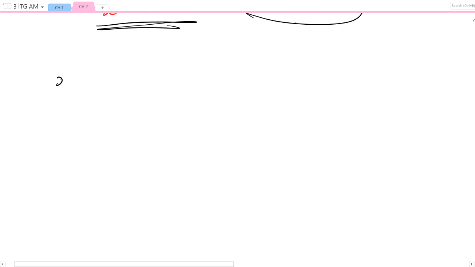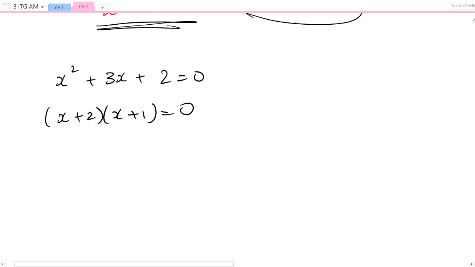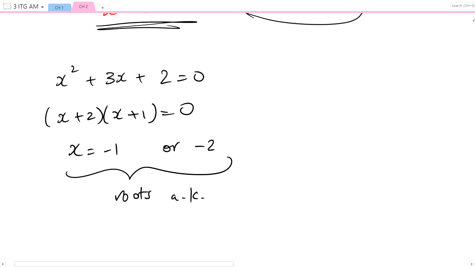Let's say x squared plus 3x plus 2 equals to 0. Okay? What are the roots over here? If I want to find the roots, it will be x plus 2, x plus 1 equals to 0, right? Then we have x equals to negative 1 or negative 2. Am I right? Yes. These are the roots, also known as the solution.